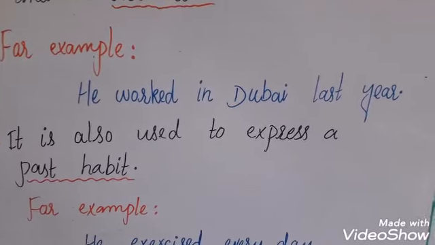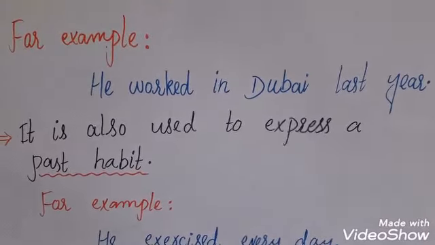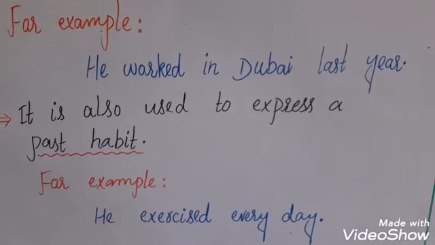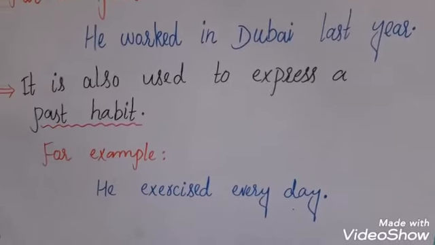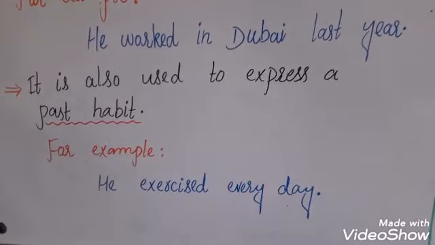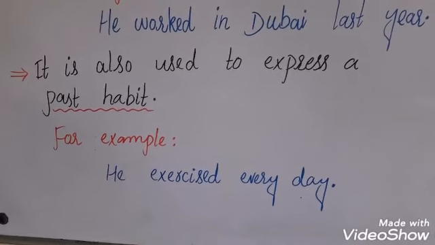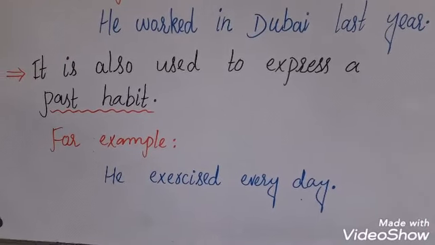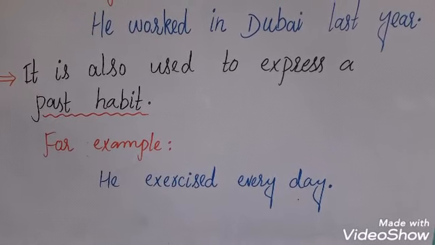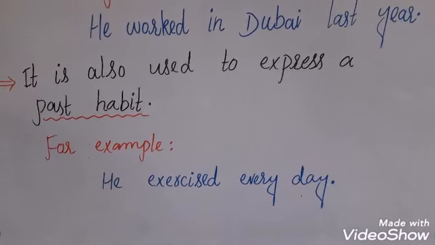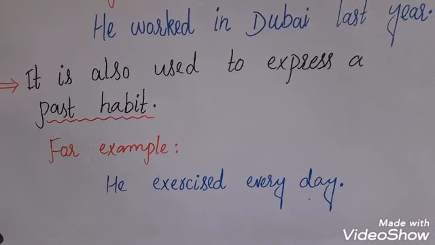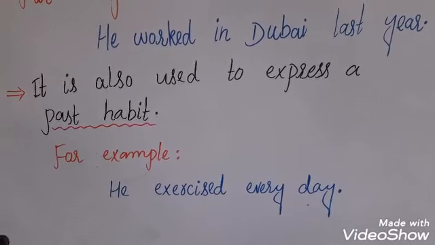Past simple tense is also used to express a past habit, a habit that was in the past. For example, he exercised every day. It shows the habit of the pronoun he, which was found in the past and was completed in the past every day. He exercised. His habit was completed in the past, so it is past simple tense.